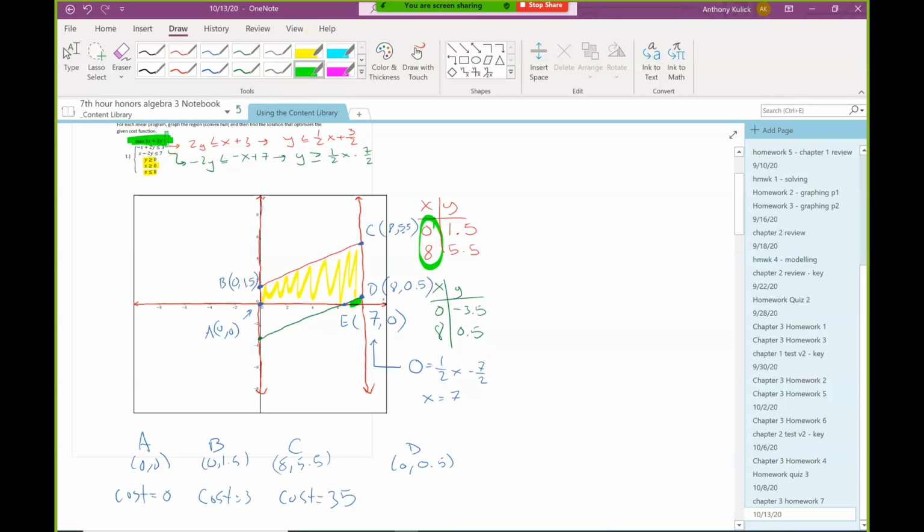This maximization equation, 3x plus 2y. You're welcome.